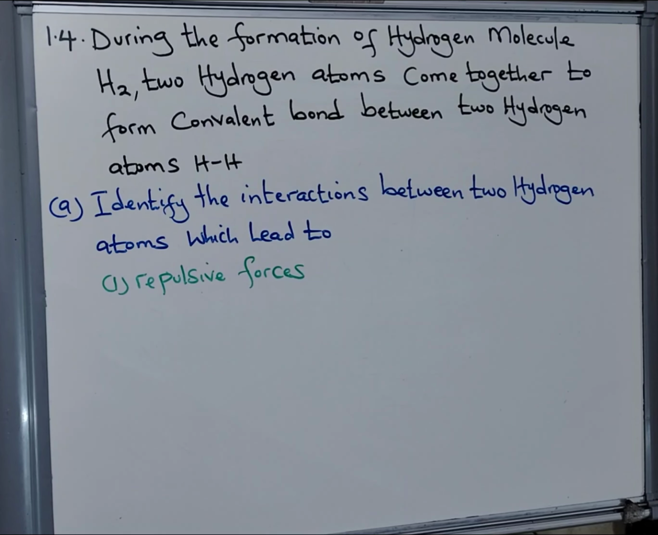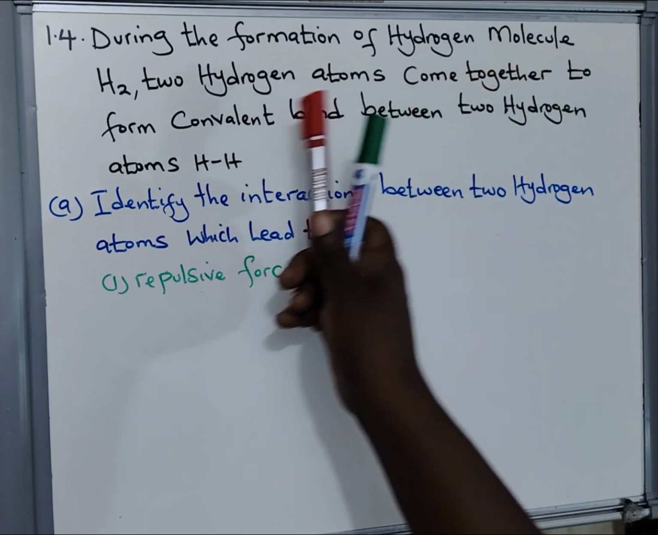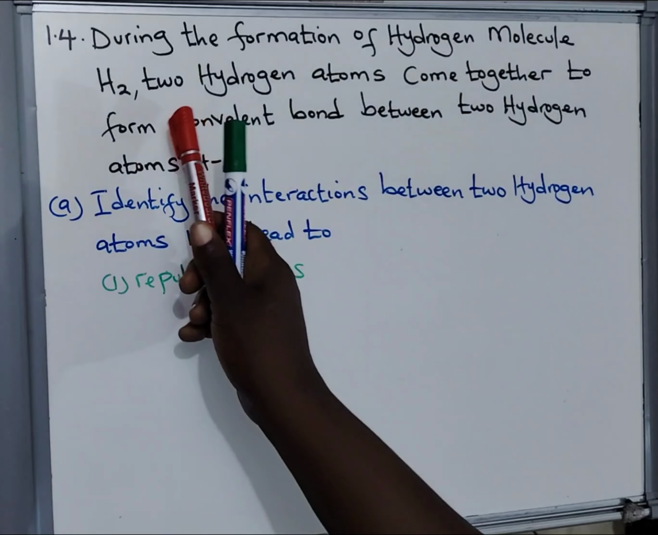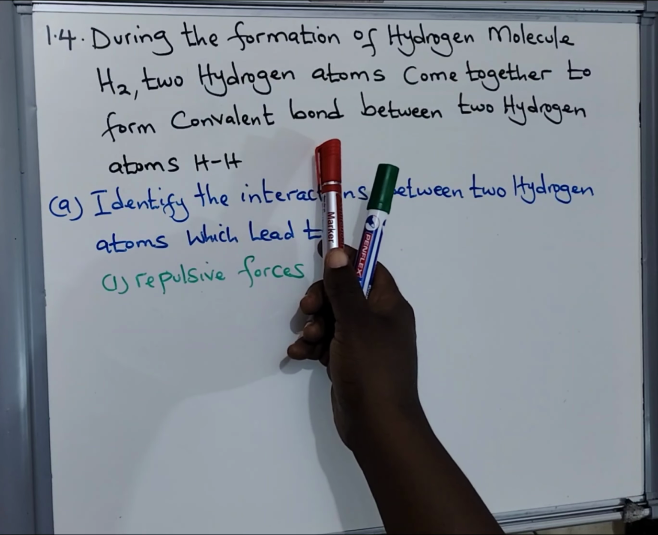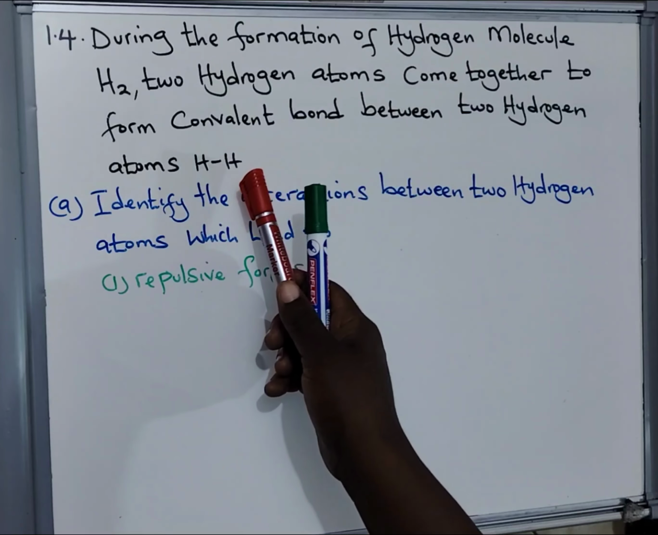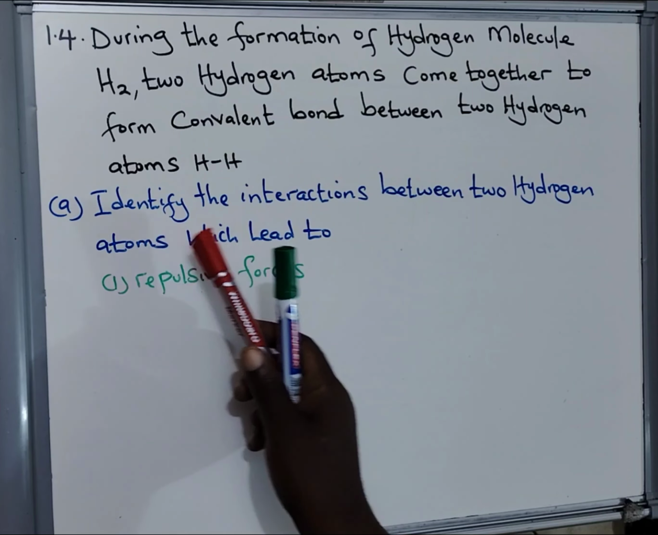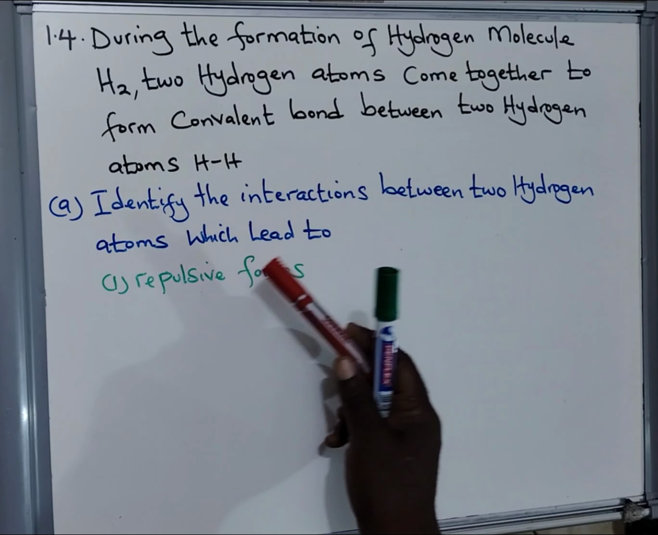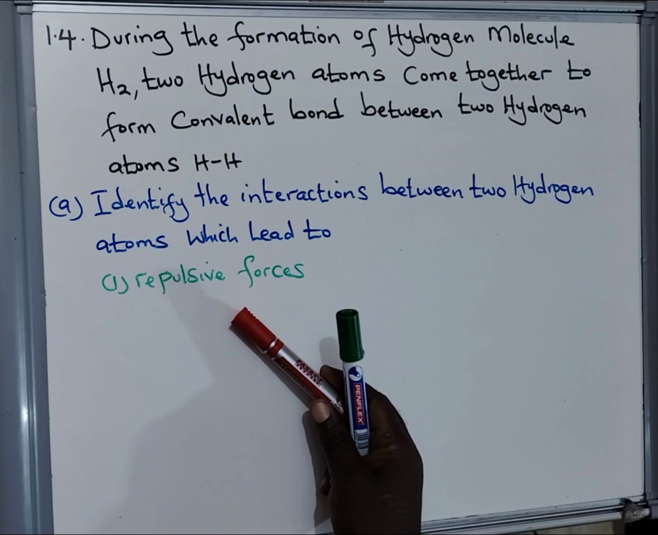Okay, today we are looking at this question. It says that during the formation of hydrogen molecule, which is H2, two hydrogen atoms come together to form covalent bonds between two hydrogen atoms. Okay? Identify the interactions between two hydrogen atoms which lead to repulsive forces.